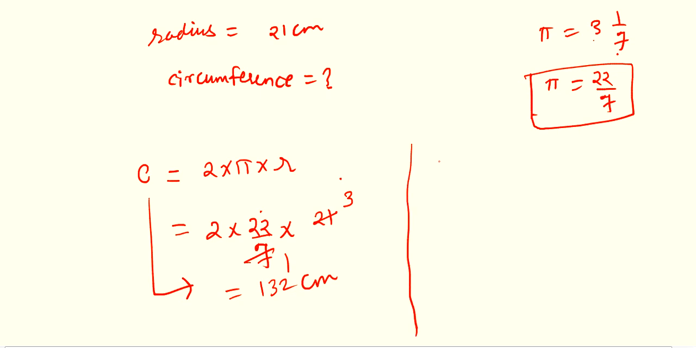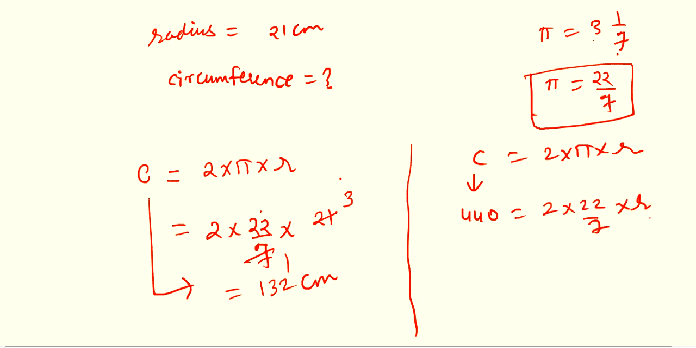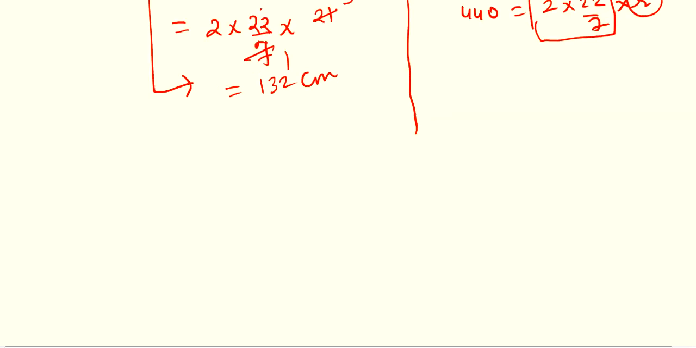Then question number 13. Circumference of the circle is 440 centimeter. So simply the same formula you will use. Circumference equals 2 into pi into r. Circumference is given to you: 440 equals 2 into 22 by 7 into r. Radius you have to find in this question. So transpose these two values to the left hand side, solve, and you will get the radius. Like this you have to solve question number 13.